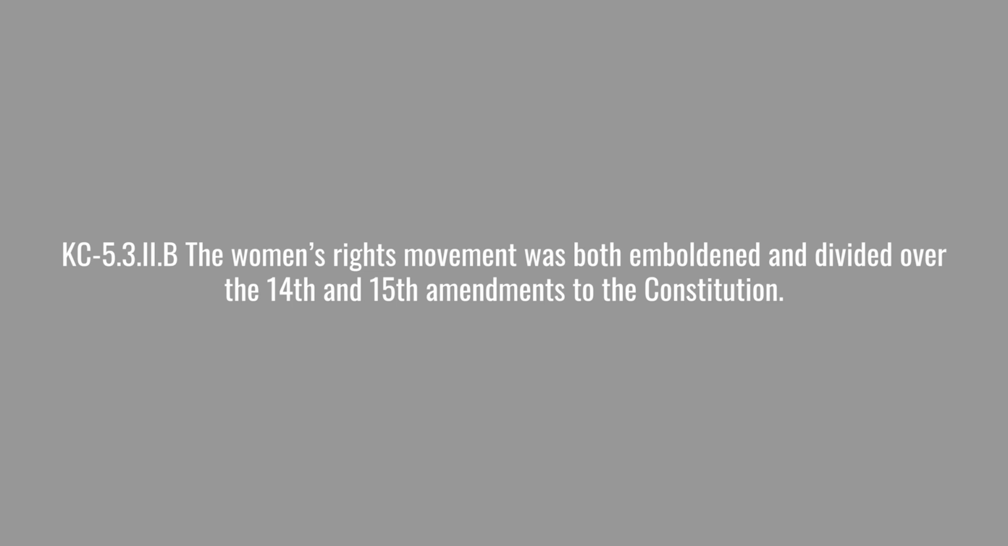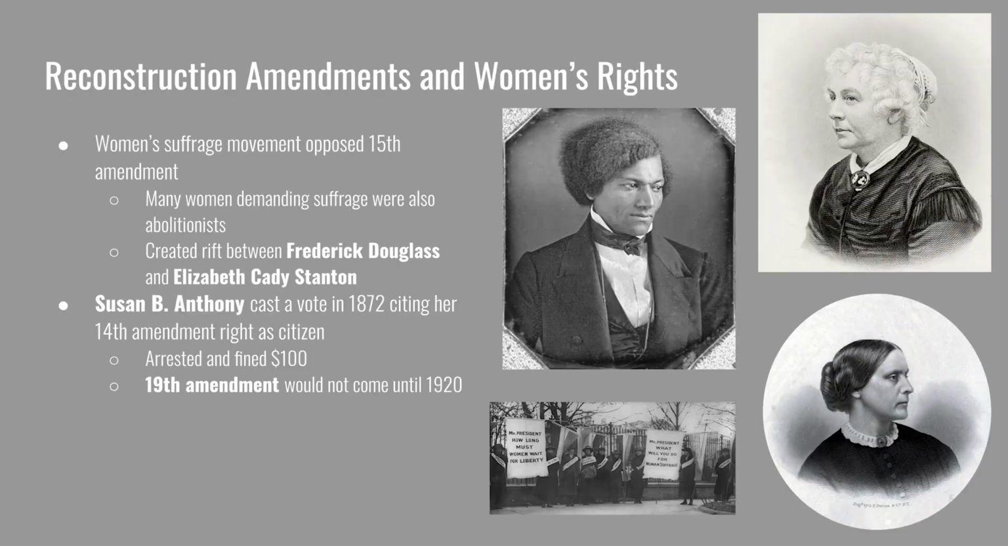The next key concept talks about the split that occurs with the women's rights movement over the issue. The women's rights movement was both emboldened and divided over the 14th and 15th Amendments to the Constitution. On the one hand, the women's suffrage movement opposed the 15th Amendment because they had been demanding suffrage and equal rights to vote for over 70 years, even as far back as Abigail Adams petitioning her husband John to remember the ladies. Many women who were part of the women's rights movement were also part of the abolitionist movement. In fact, Elizabeth Cady Stanton and Lucretia Mott started their advocacy for women's rights after they were denied speaking privileges at an abolitionist convention in London.